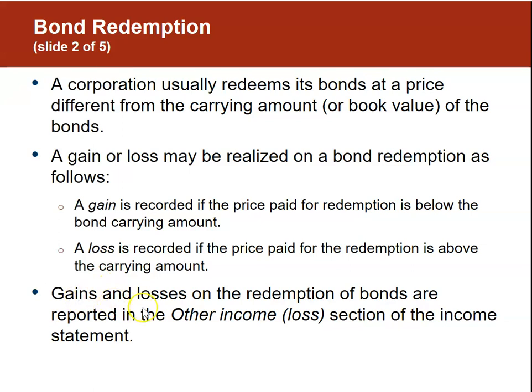And notice here it says gains and losses on the redemption of bonds are reported in the other income section of the income statement. So these gains and losses on bonds absolutely, positively impact net income or net loss. However, we're not in the business of issuing bonds. We just issued bonds to raise capital for operations. Therefore, we're not going to include these gains and losses up in the operating section of our income statement. We're going to put those down below. That way we can see how much money we made or lost from operations, and then we can add these other kind of peripheral items after that to appropriately arrive at net income or net loss.